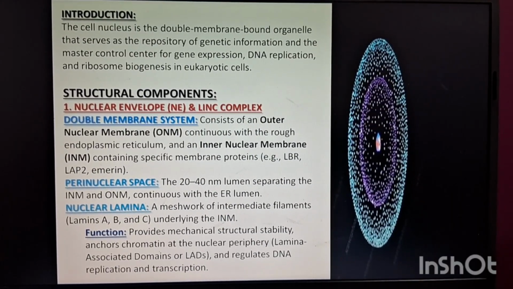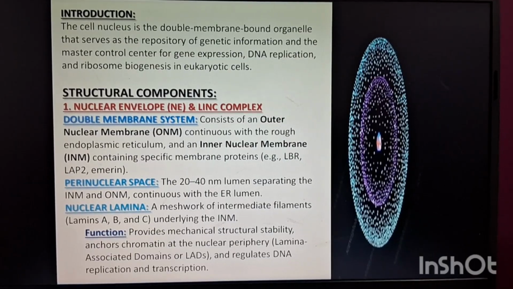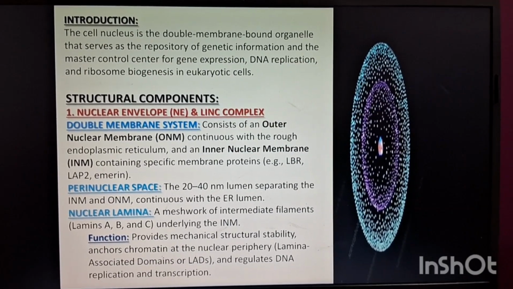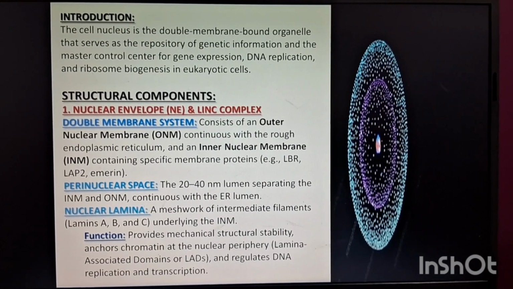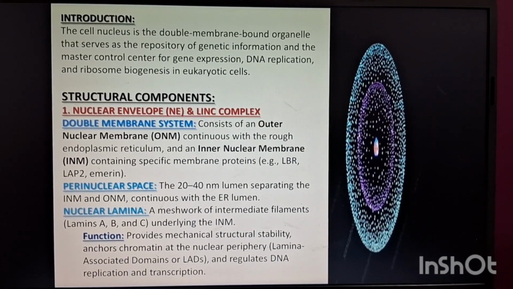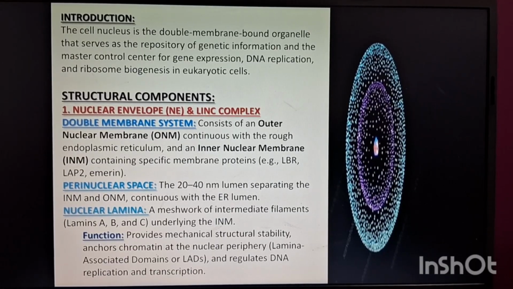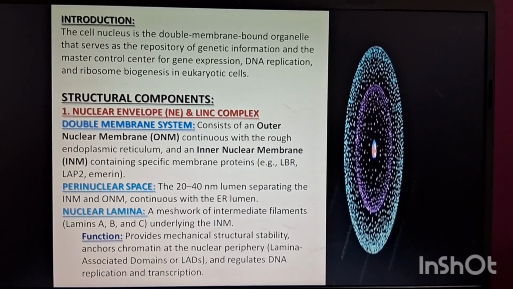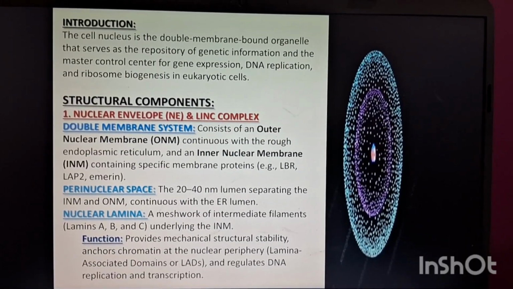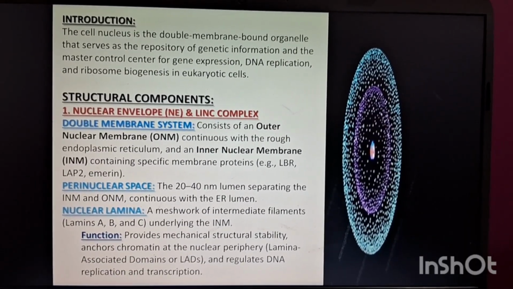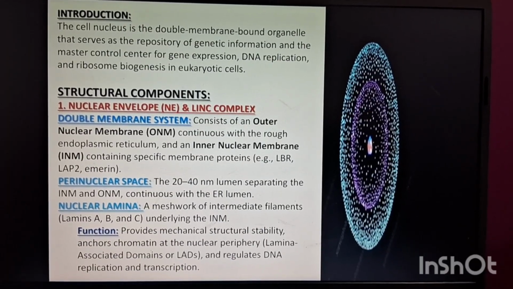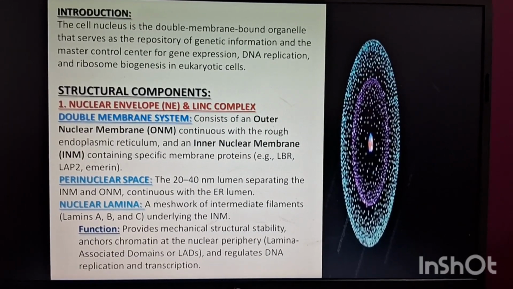Next, structural components. First, the nuclear envelope and LINC complex. The first part is the double membrane system. It consists of an outer nuclear membrane, that is ONM, continuous with the rough endoplasmic reticulum, and an inner nuclear membrane containing specific membrane proteins, that is LBR, LAP2 and emerin. Next, the perinuclear space. The 20 to 40 nanometer lumen separating the INM and ONM, continuous with the ER lumen.